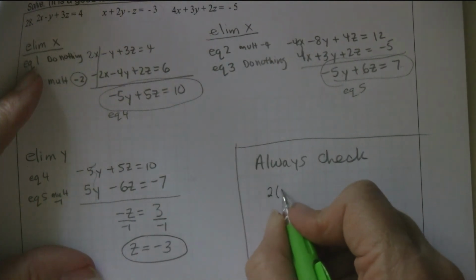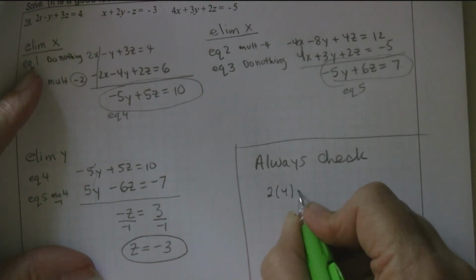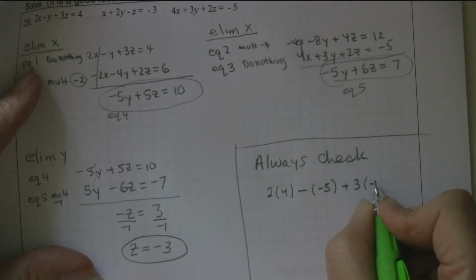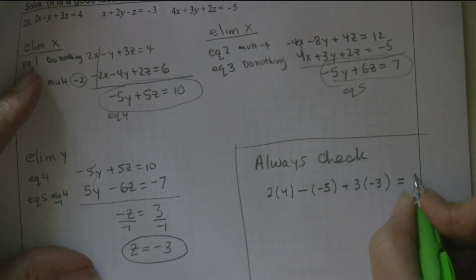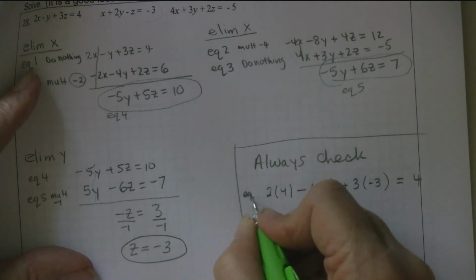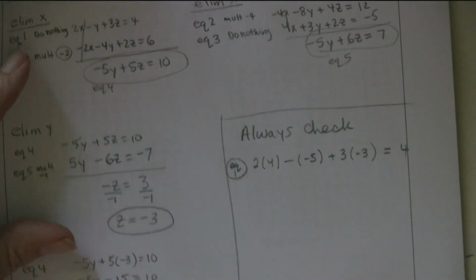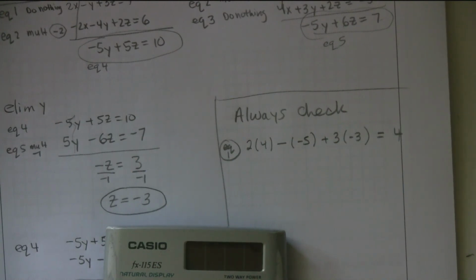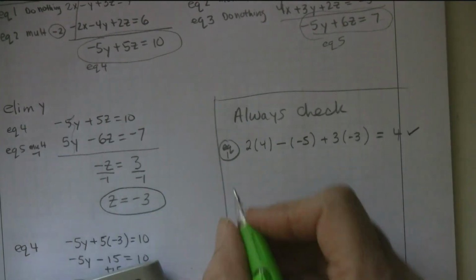X is 4, Y is -5, and Z is -3, and this is equation 1, and I'm asking myself, does that equal 4? So we'll put it in and see if it does. So 2 times 4 minus -5 and plus 3 times -3. That does equal 4. Great.